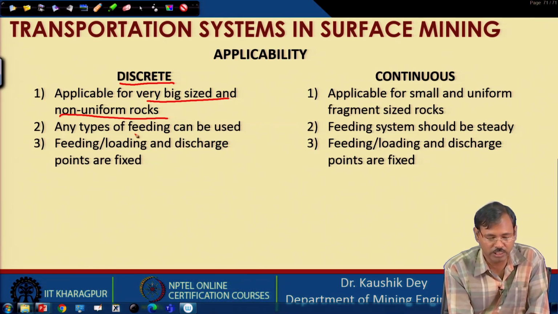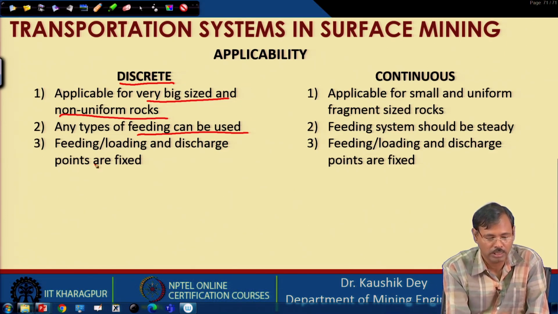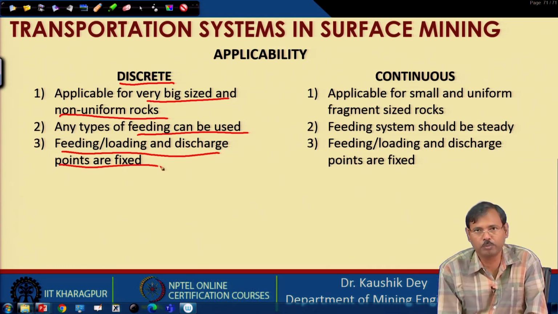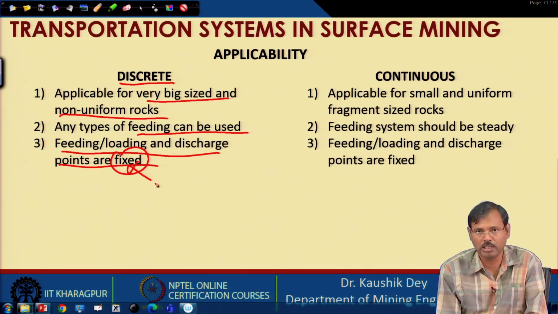Any types of feeding can be used. It can be fed with the shovel, with the front end loaders, all those feeding systems, and it can be fed with the conveyors also. So, whatever means is negotiable. The feeding and discharging points, loading or discharging points, are not fixed in this case. It is very flexible, and you can immediately change.